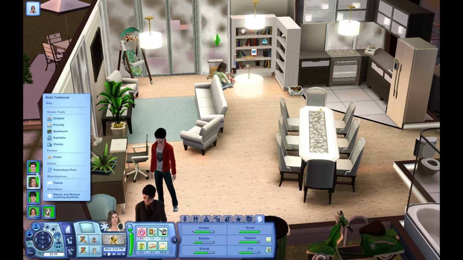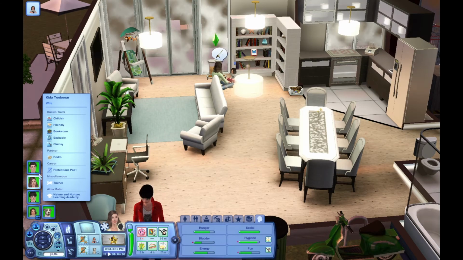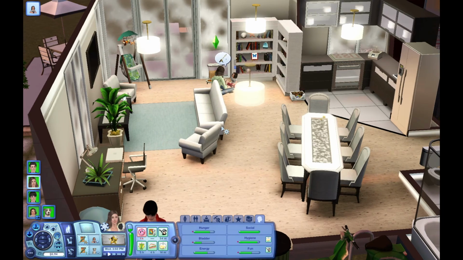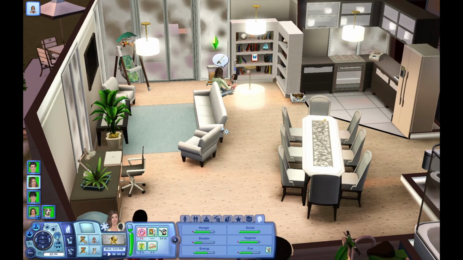What are you doing, guys? Chloe, what are you doing? I also need to get Kita out of the house. We can go to the winter festival tomorrow.